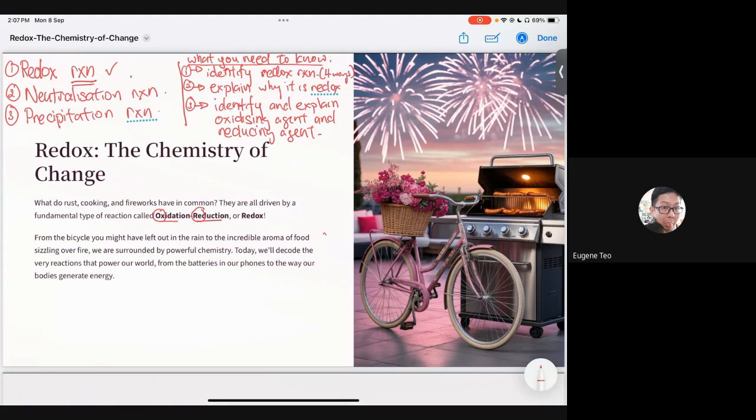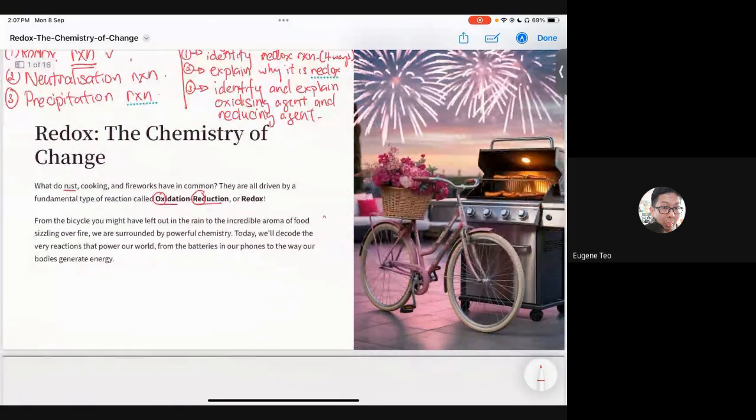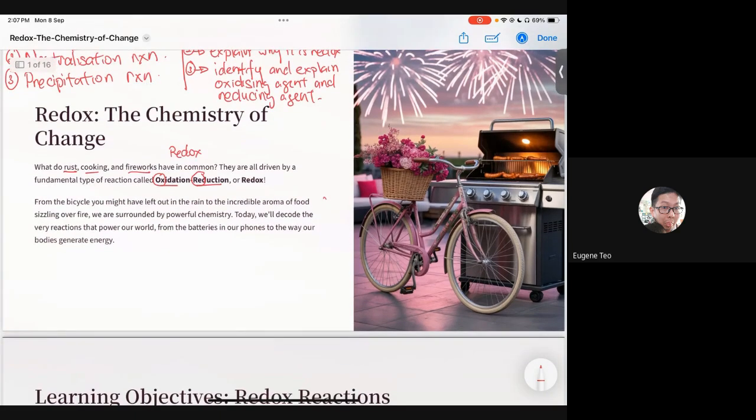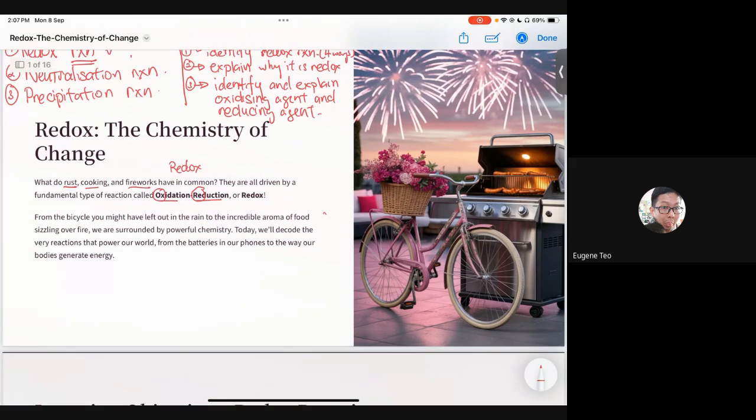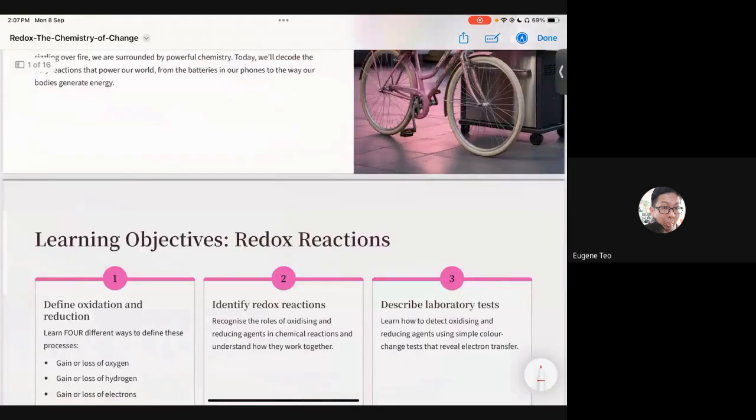Okay, so let's start. When something is rusting, or when it's cooking, or when there's fireworks, in general, all these are actually redox reactions. So a lot of things around us undergo redox reaction. When the rain makes the bicycle rusty, the fireworks, the barbecue, all this redox reaction is happening. So let us zoom in now in terms of redox.